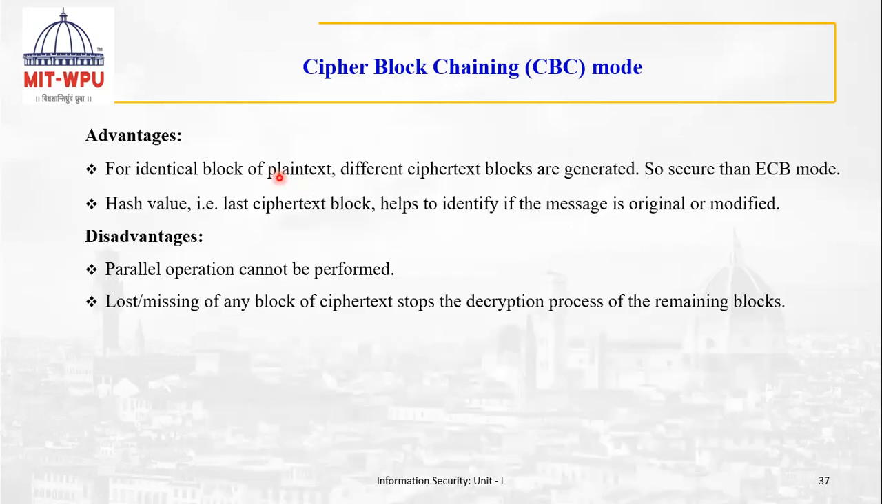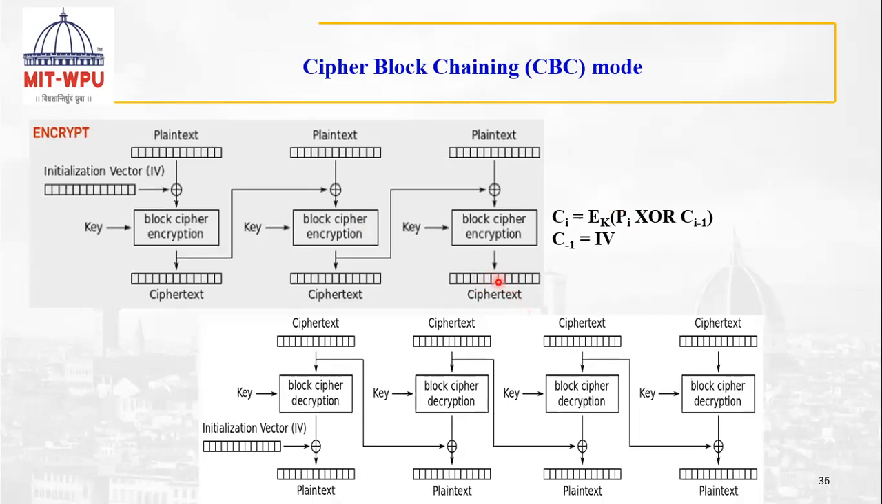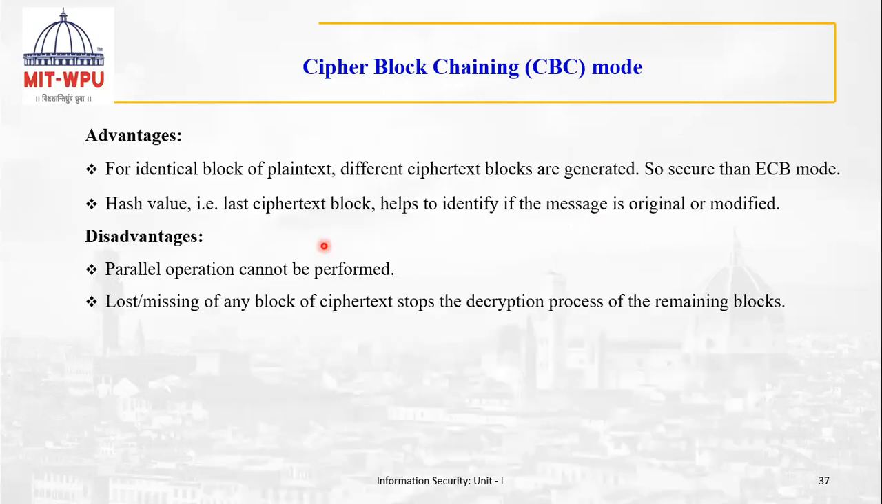These are the advantages and disadvantages. What are the advantages? It is more secure than the ECB mode. And the hash value: if you try to calculate the hash value of all the blocks or of the last ciphertext block, it helps to identify whether the message is original or modified. Whenever you are calculating the hash values of each block and someone tries to tamper with this ciphertext, you will come to know easily whether it is tampered or not, just because of this chaining mode. Now, what are the disadvantages?